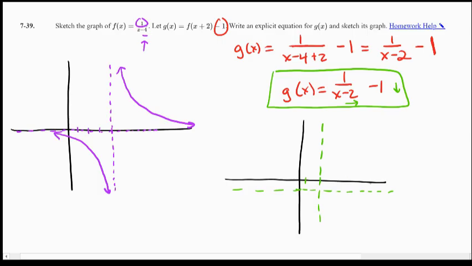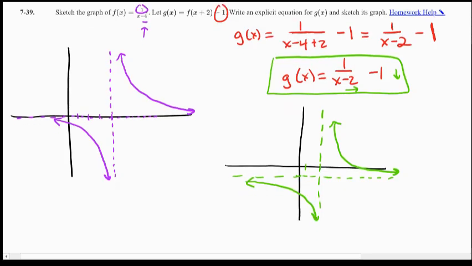And then my curves here, again, approach my vertical and horizontal asymptotes. Now, I know this is a sketch, it's not perfect, but that gives us approximately what g of x would look like.